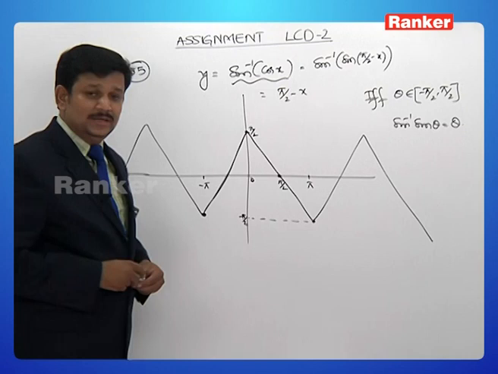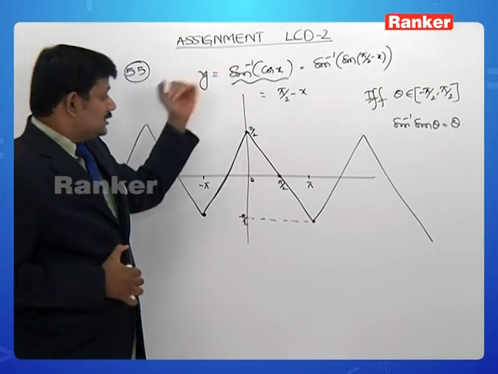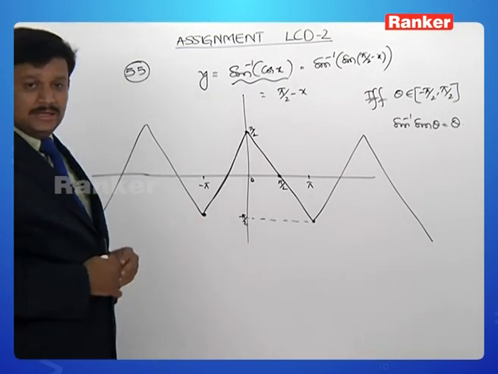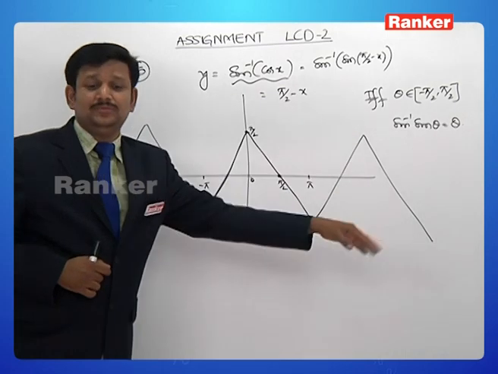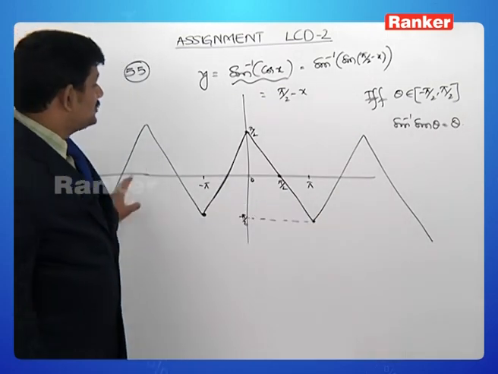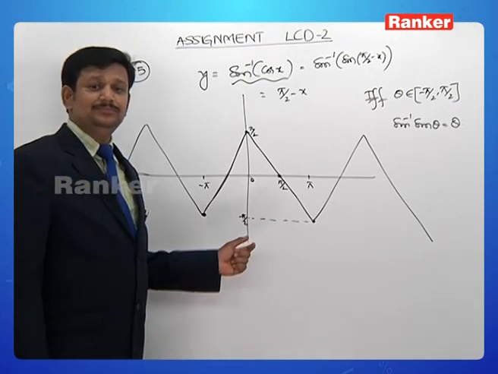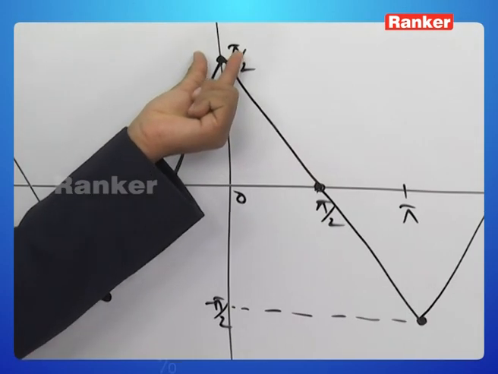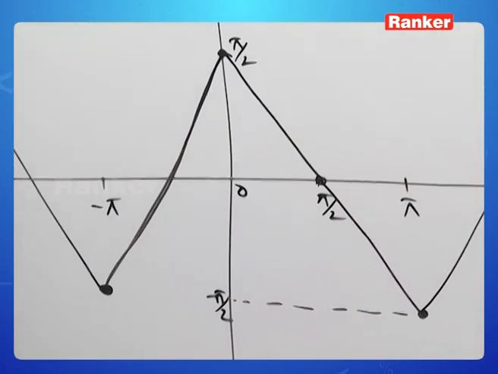Now let us talk about continuity and differentiability of this function. Cos x is continuous, sine inverse is continuous, their composition will be continuous. And the graph also says that we can draw the graph of this function without lifting the pen. So the function is continuous on R. And to talk about differentiability, let us see the sharp points. At sharp points the function is not differentiable, and at all other points it is differentiable.